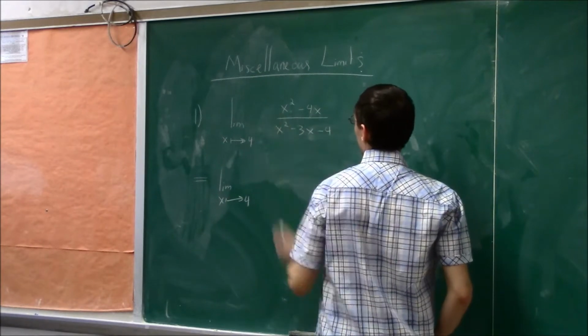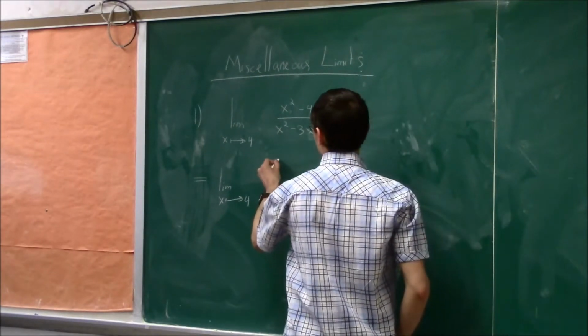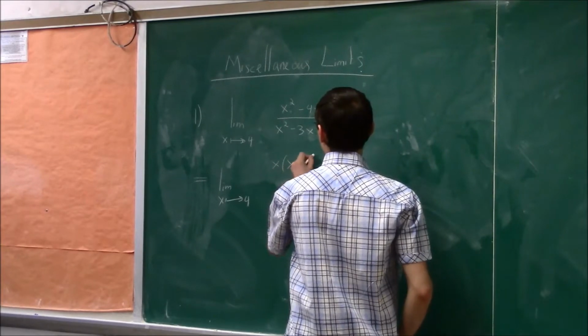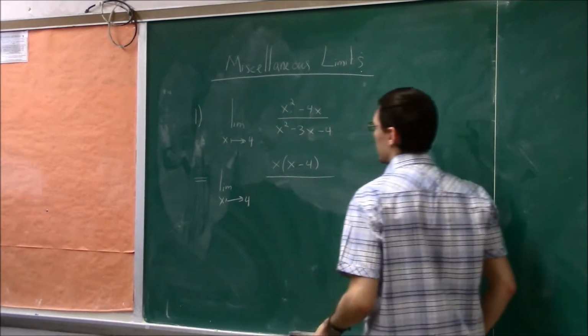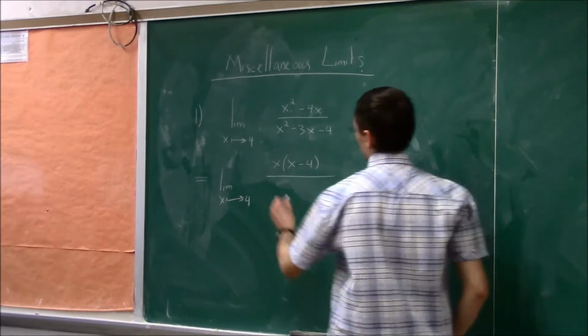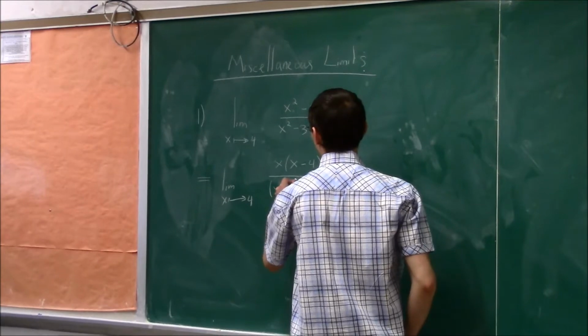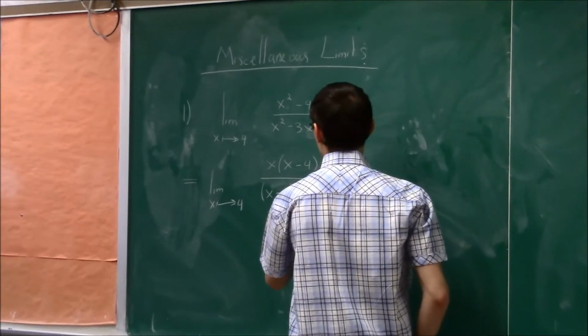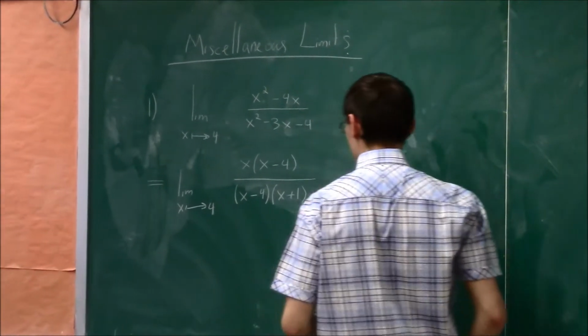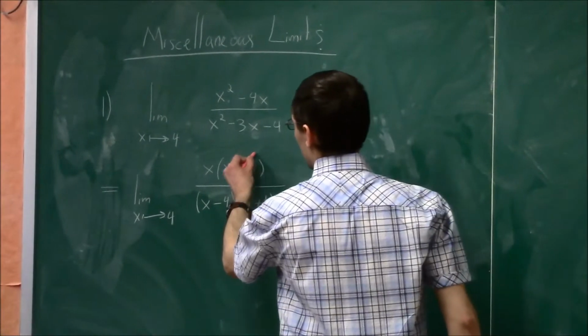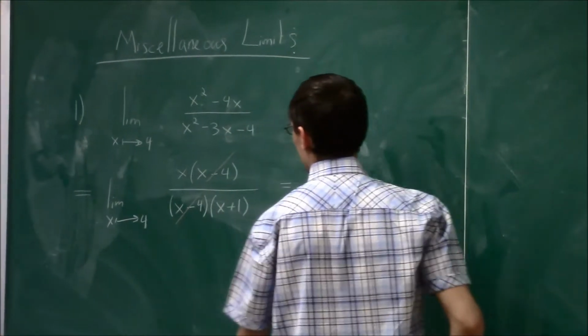Notice that in the numerator we can factor out an x. So this is x times x minus 4. The denominator equally factors into x minus 4 and x plus 1. We can now cancel out the x minus 4 as it's not equal to 0.